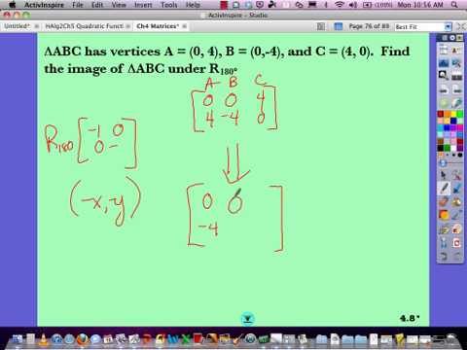0 stays 0, because 0 is its own opposite, and the -4 becomes a 4, and then the 4 would become a -4, and the 0 would stay 0. You do not have to put -0. So that would be what our graph should be. We could then graph it if we needed to.